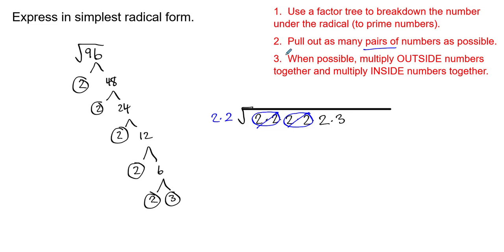So now when we get to step number 3, when possible, multiply outside numbers together. So on the outside, 2 times 2 is 4, and multiply inside numbers together. So on the inside, it's 2 times 3. So that's going to simplify to 4 root 6.